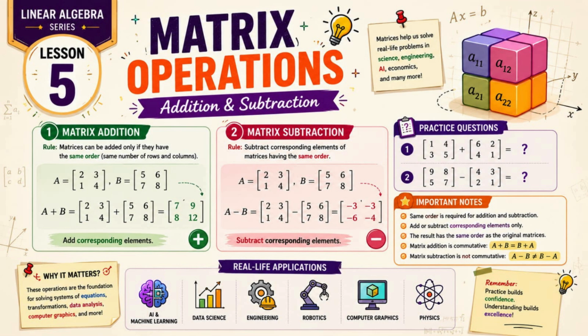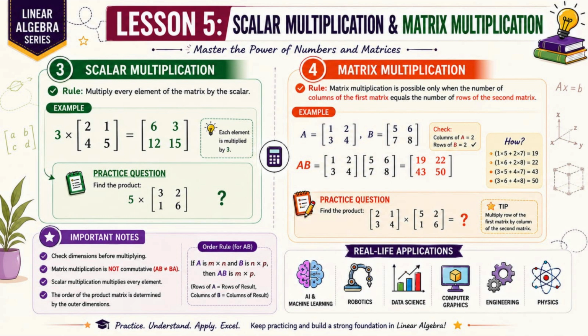Part 3. Scalar multiplication. A scalar is simply a real number. When multiplying a matrix by a scalar, multiply every element of the matrix by that number. Example: 3A, where A equals 2, 1, 4, 5. Multiply every element by 3.